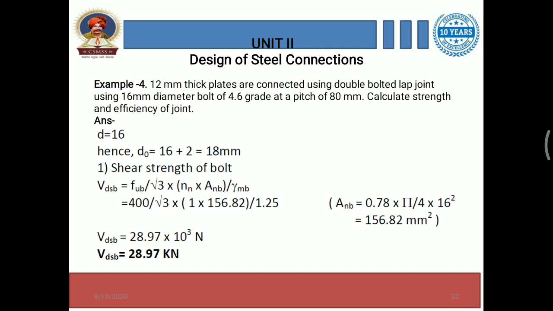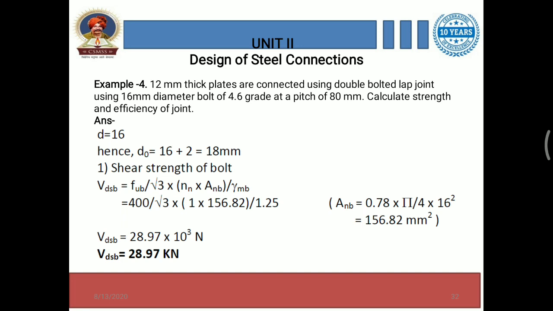First of all, the diameter of bolt is given, 16 mm. Calculate the diameter of hole, D0, just by adding 2 to the diameter of bolt. 16 plus 2, 18 mm. That gives you D0, the diameter of hole. Then, as usual, we have to follow these steps.